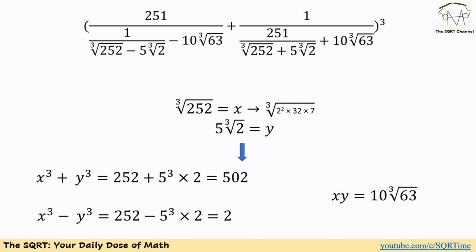To solve this problem, we are going to simplify the expression by using some variables for some of these values that you are seeing here. Let's start with cube root of 252 and use x for this value. On the other hand, we are going to use y for 5 times cube root of 2.